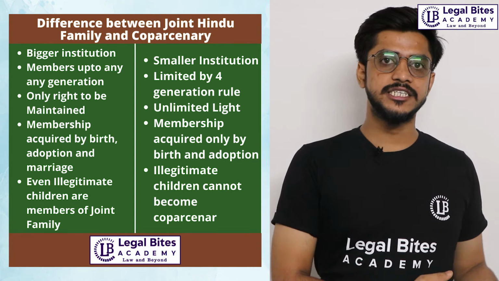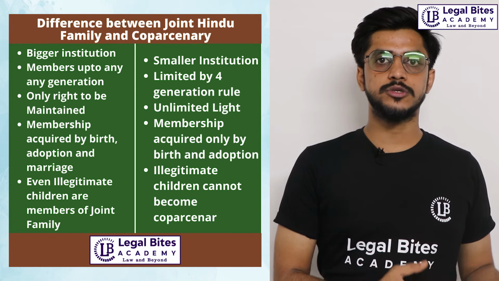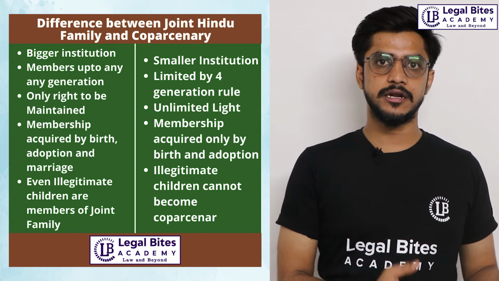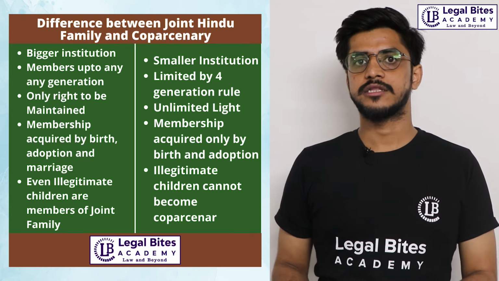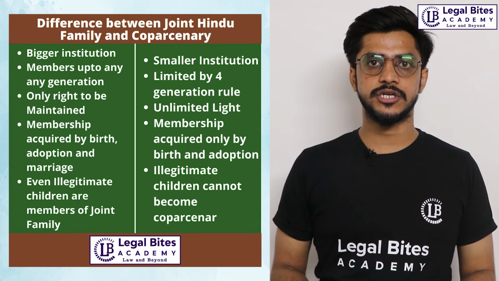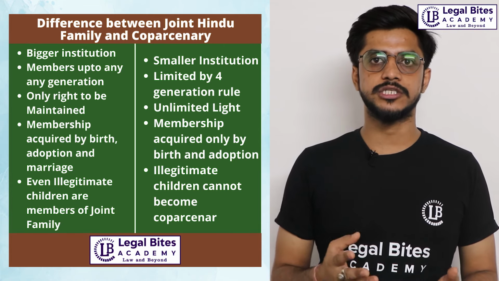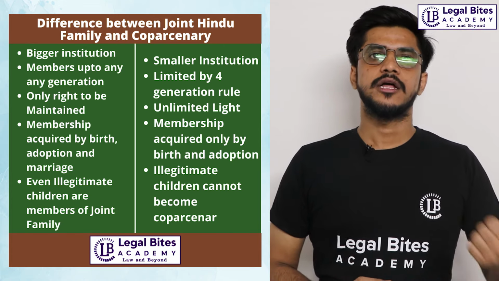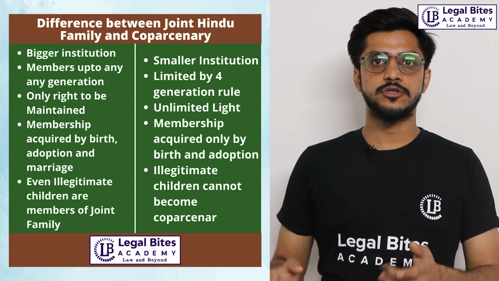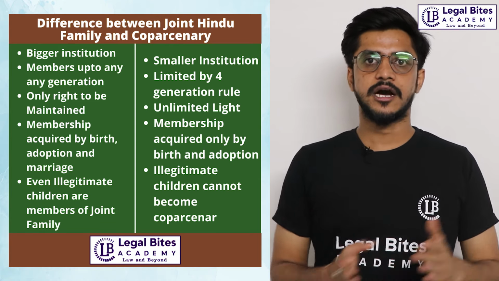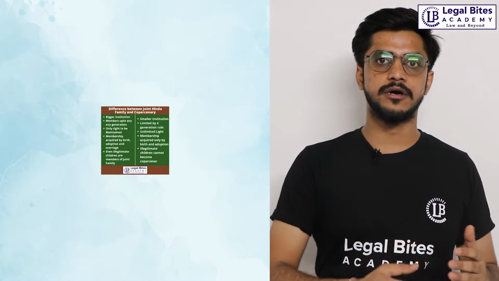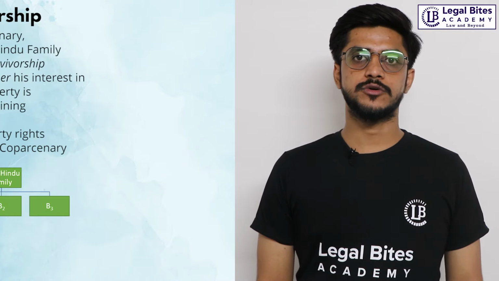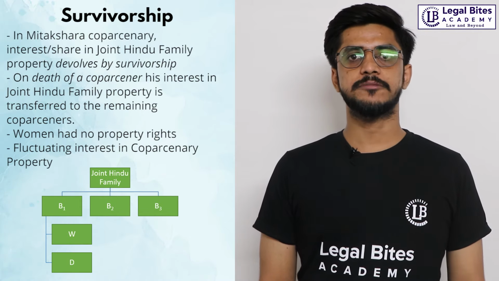Now, the illegitimate children in the joint Hindu family also have rights of maintenance. They are recognized there. But under the concept of coparcenary, no rights are given to illegitimate children. They are not included within the chain of coparceners. The coparcenary is limited to the 4 generations rule, whereas a joint Hindu family includes people distant from 4 generations too.